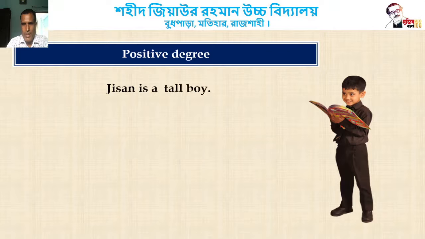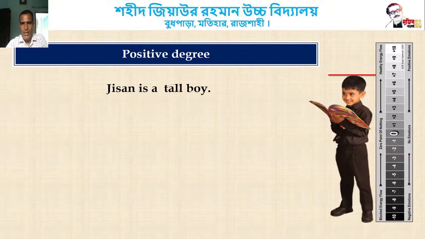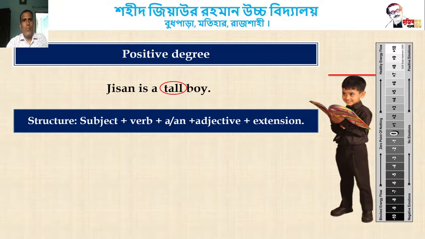Now also follow this picture. Zishan is a tall boy. One of my students told that Zishan is a tall boy. So this is the positive degree, and the structure is subject plus verb plus a or an plus adjective plus extension. Dear student, here Zishan is the subject, is is the verb, a plus tall is the adjective, and the extension word is boy.